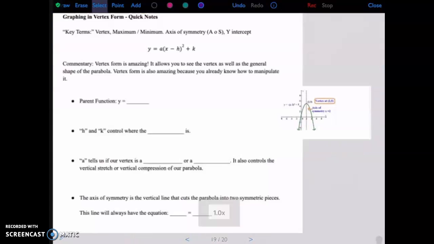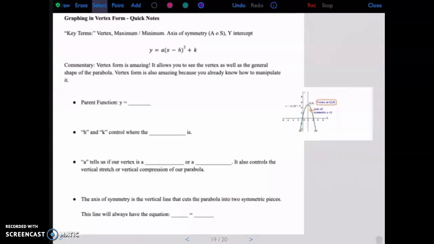All right, here we go, graphing a vertex form. Something we did on Friday, but we'll just talk about it. Commentary. Vertex form is amazing. It allows you to see the vertex as well as the general shape of the parabola. Vertex form is also amazing because you already know how to manipulate it.